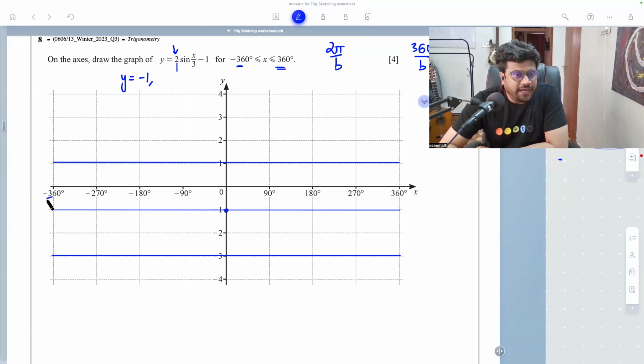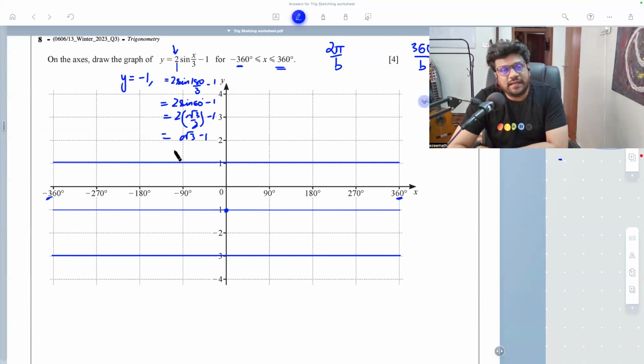And negative 360 to 360, that's a whole of 720 out there. What I'll do, just to be a little better at my sketching, I will locate some random points. For example, I'll take x equal to 180: 2 sine of 60 minus 1. That's 2 times root 3 by 2 minus 1. That's root 3 minus 1, and that's about 0.732. I know root 3 is 1.732.